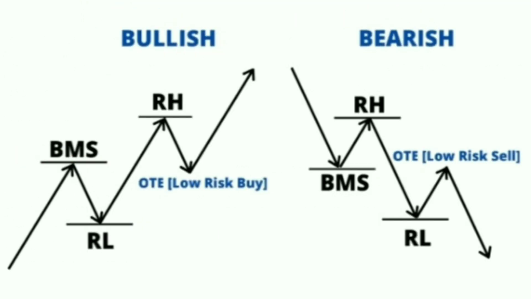Here you can see that after BMS, the market makes a range low and then the market makes a range high. After a range high, you can take the trade at OTE, that is the low risk buy. Same on the right hand side in the bearish market, OTE is a low risk sell. So between range high and range low, you can take the buy and sell trade.